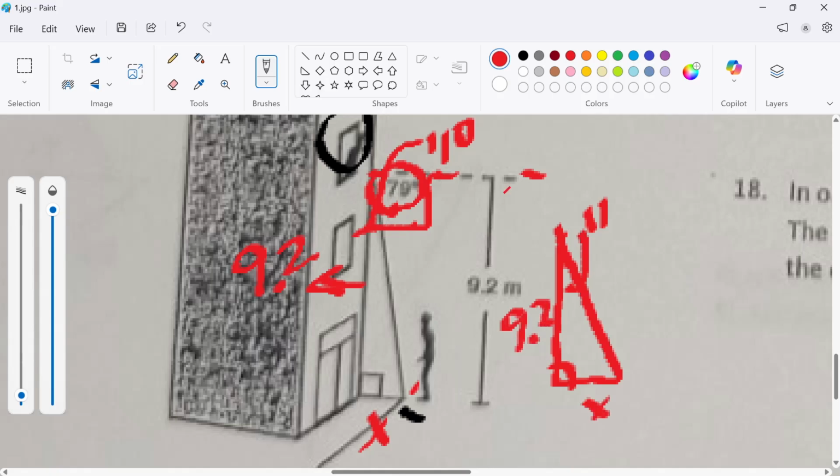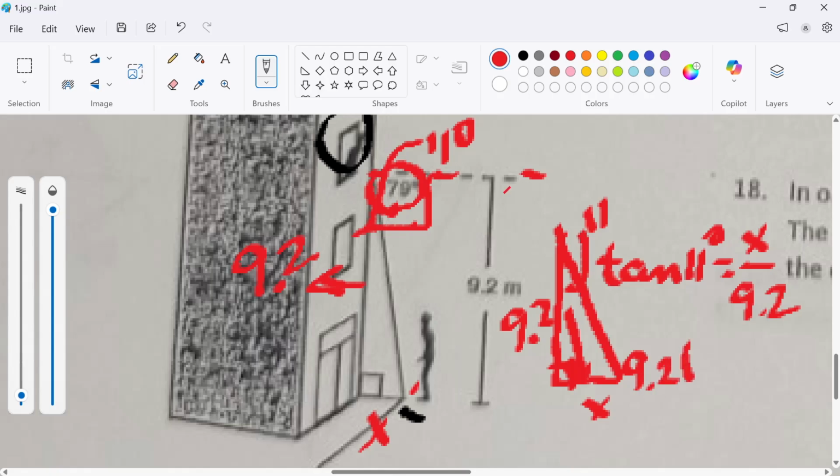Well, what do I have? I have opposite and adjacent. That's tangent. Tangent 11 degrees equals opposite, which is x, divided by adjacent, which is 9.2. Multiply both sides by 9.2. 9.2 times tangent 11 degrees is going to equal x.